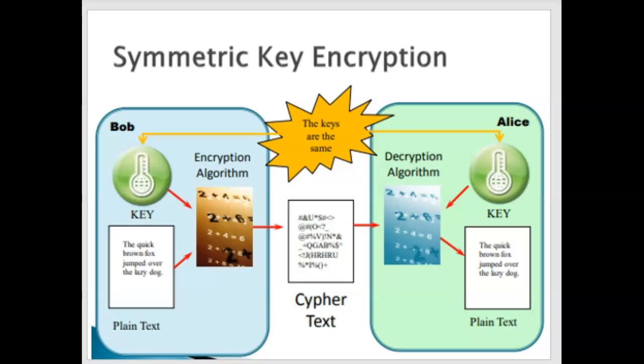Now, symmetric encryption looks like this. So Bob wants to encrypt. He takes the key, takes his plain text message, uses the encryption algorithm. It encrypts the message. The ciphertext is transmitted. Nobody can read it. The keys are the same, so Alice gets it using the same key, takes that message, decrypts it, and now she can read the plain text, right?